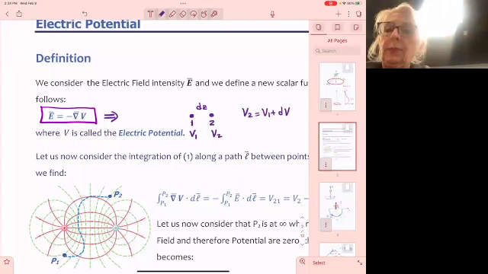Now, the difference between the potential values at 2 different points, we call that the voltage. And we use that in circuits.